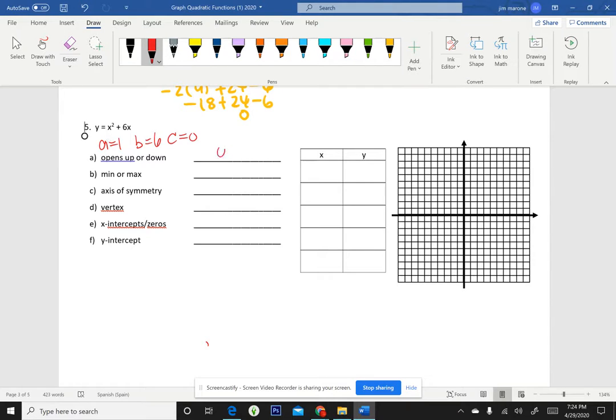Since A is positive, this opens up and it's going to have a minimum. My axis of symmetry, x is equal to -b over 2a, which is -6. Which means the x value of my vertex is going to be -6. The x value of the vertex is always the axis of symmetry. Then for part D, the vertex, it's when x is -6.